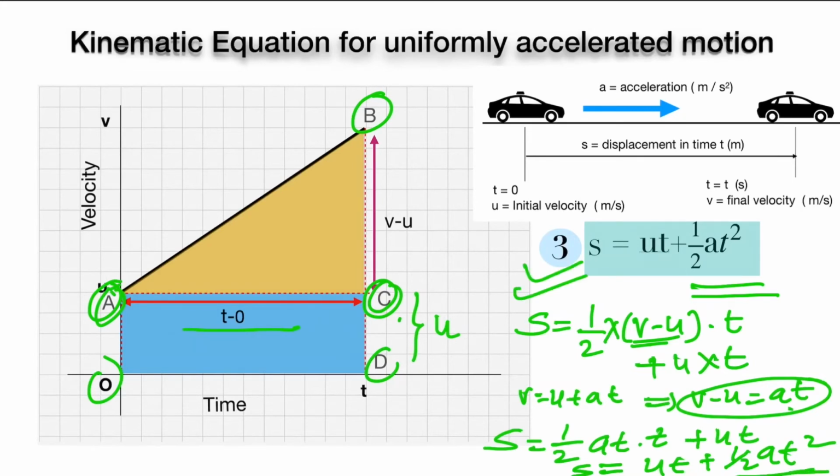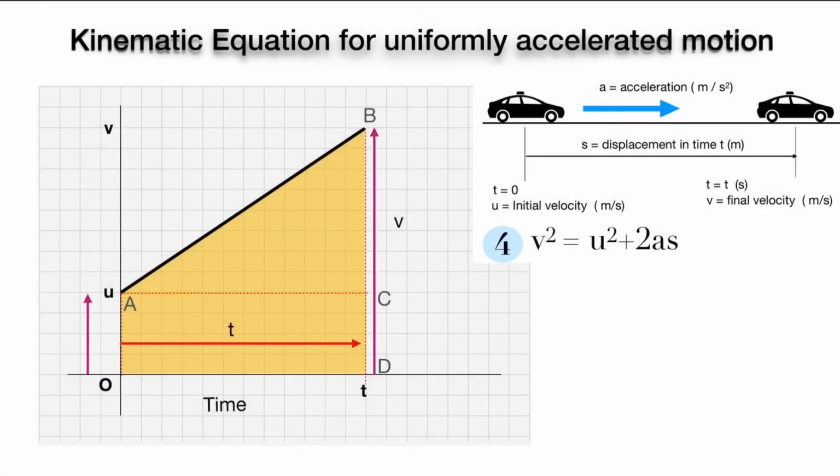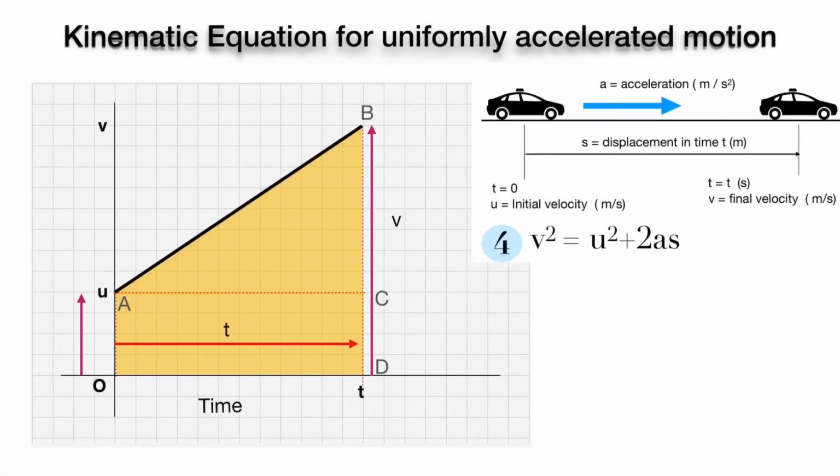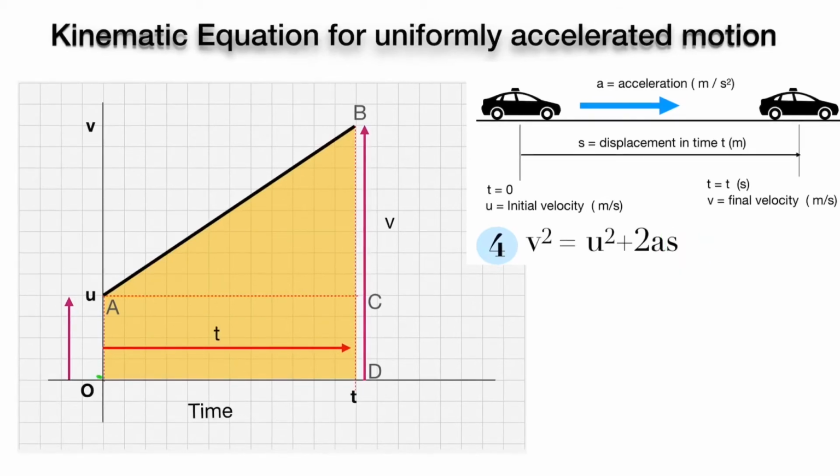Now let's check the equation number 4. As we see, this equation also contains a displacement s. So we are going to derive this equation from the same method by finding out the area under this graph and enclosed by the time axis. Basically, to find out the area of this shape OABD. Here the shape OABD is a trapezoid, or some people say trapezium.